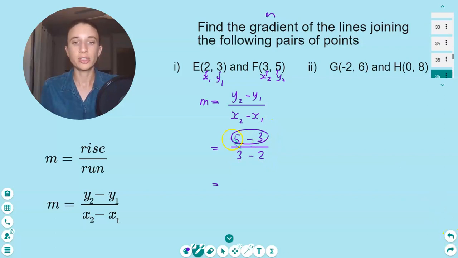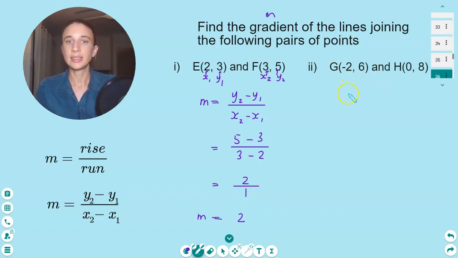So numerator first, 5 take 3 is 2. Now let's get to our denominator. 3 take 2 is 1. Now we're looking at it as an entire fraction. So 2 divided by 1 is 2. Our gradient is 2 here. So nice, we've done it.